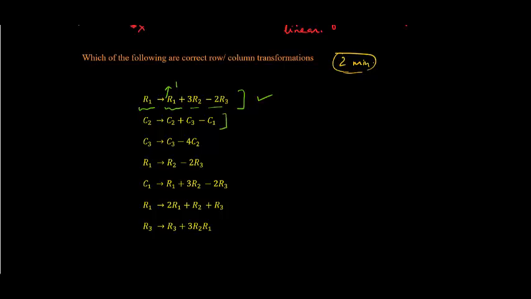Coming down to the second one, this is again a valid transformation because we are transforming C2, and you have C2 here with coefficient 1. So this is also a valid transformation. Coming down to the third one, it involves C3, and again the right side involves C3, and the coefficient of C3 is 1. So this is also a valid transformation.